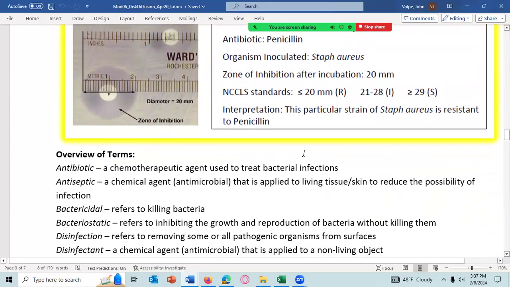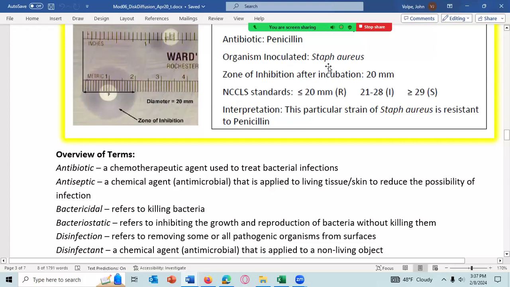So there we have a bacteria, the Staphylococcus aureus, shown here. There is a zone of inhibition around an antibiotic disc. There's a ruler, and it looks like this is 20 millimeters in diameter. And then you take a look at that in the table, the NCCLS table.